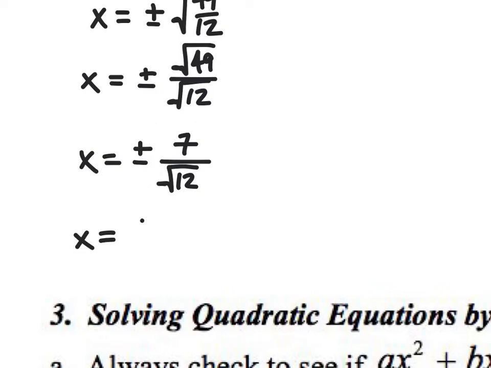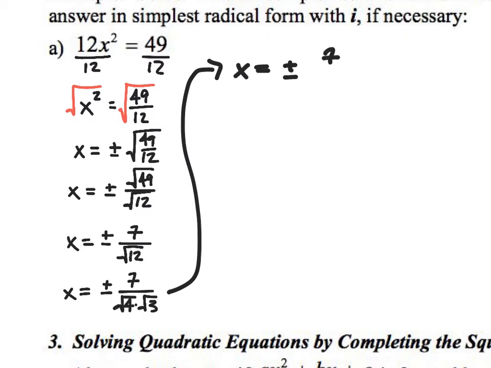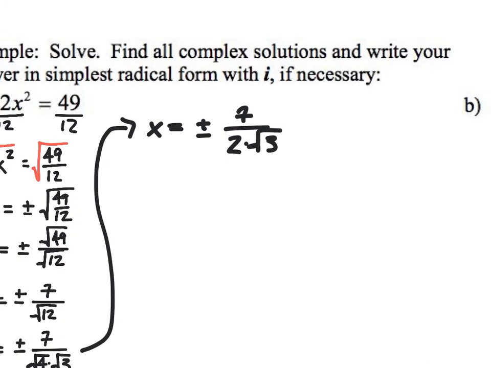So I've got x is equal to plus or minus 7 divided by the square root of 12, which I'm going to rewrite as the square root of 4 times the square root of 3, okay? And I'm going to bring this next step up here, and I'm going to write x is equal to plus or minus 7 divided by 2 times the square root of 3, okay? And so all I've done is I've taken the square root of 49, and I've simplified the square root of 12 to get this. Now, once that's simplified, I want to rationalize my denominator.